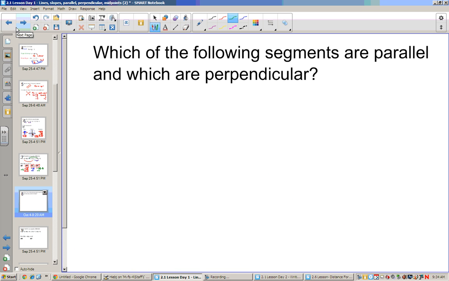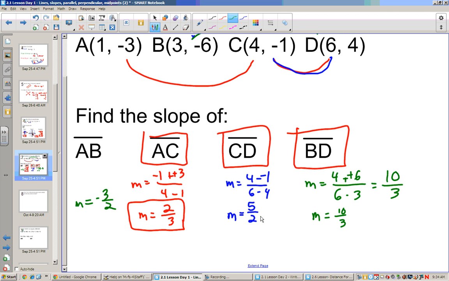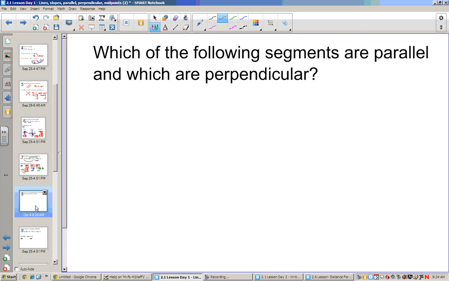So which of the following segments are parallel and which are perpendicular? If we look at these slopes, there are none of the slopes that are the same, so no parallel. However, these two are negative reciprocals. So AB and AC are perpendicular.